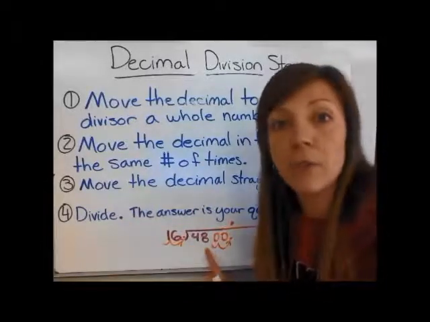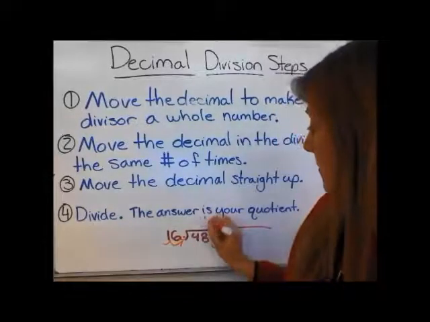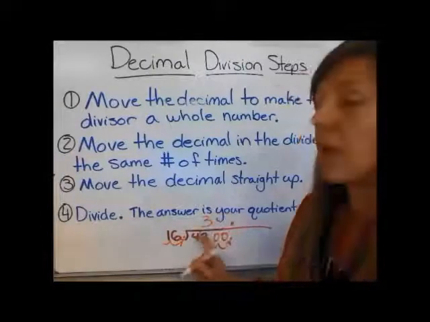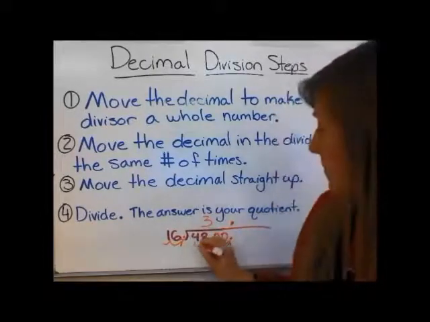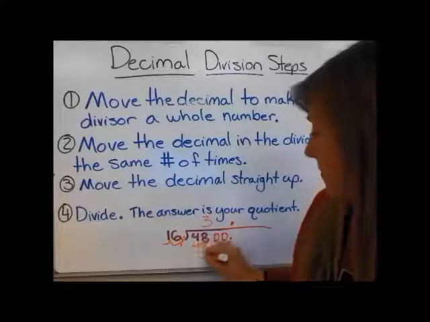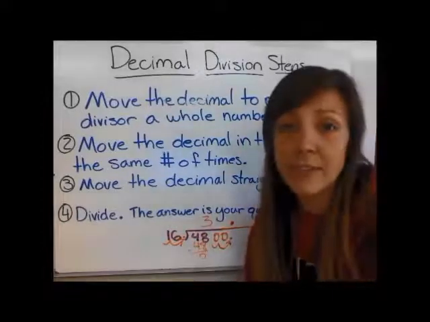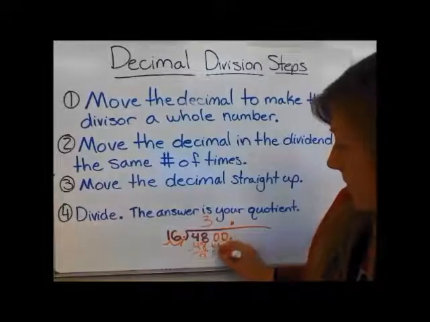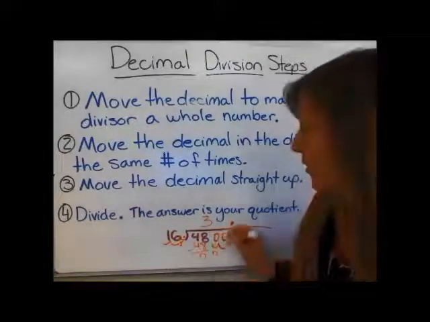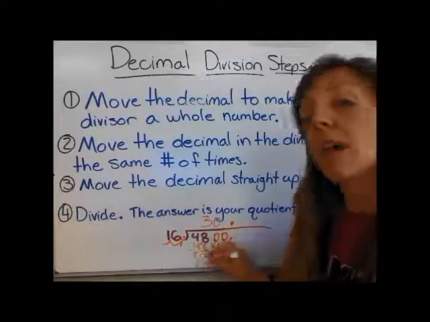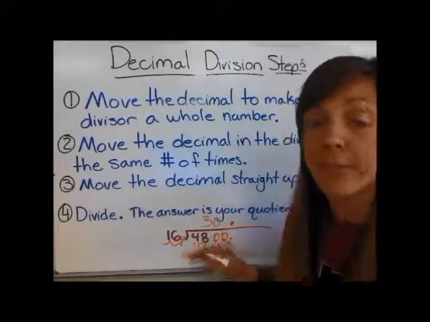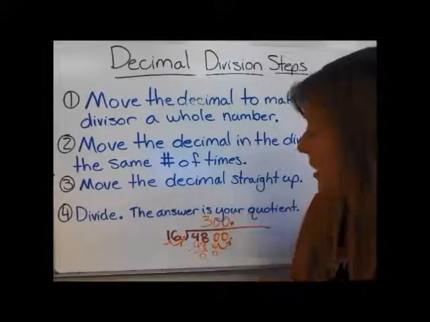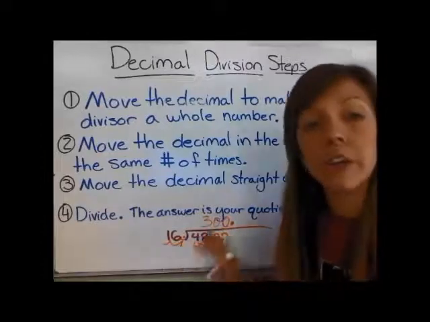16, I know, goes into 48 3 times. 3 times 16 is 48. I subtract and I get 0. If I divide 16 into 0, I get 0. I'm going to continue to get 0, and I'm going to divide 16 into 0 again and get 300. So the answer here is 300.